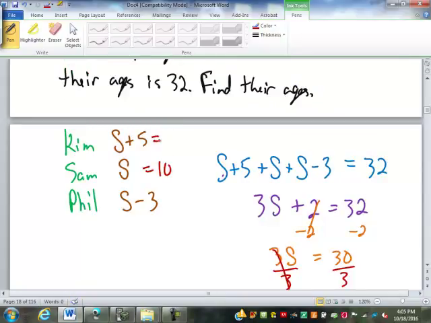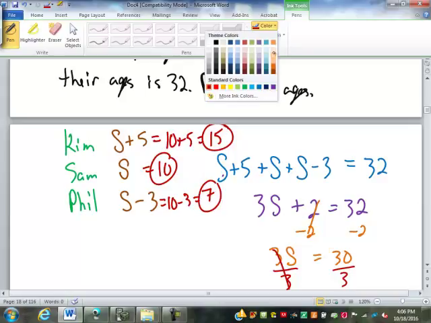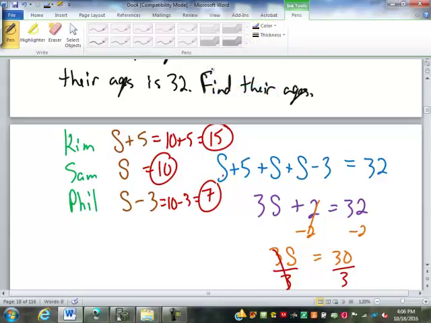Kim is S plus 5, so 10 plus 5 is 15. And Phil is S minus 3, so 10 minus 3 is 7. And yes, that does add up to 32 if we double check it.